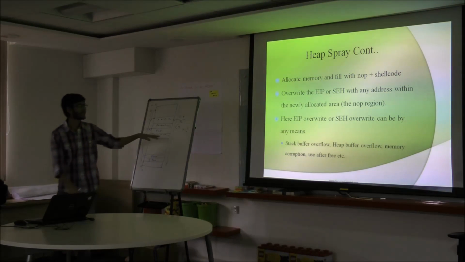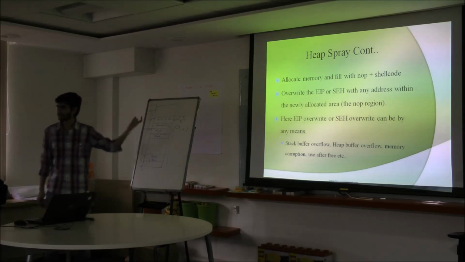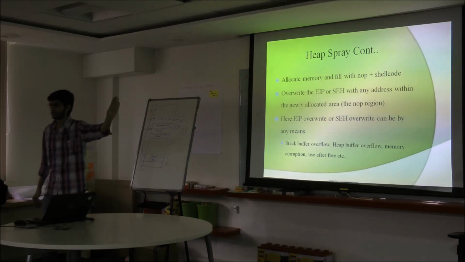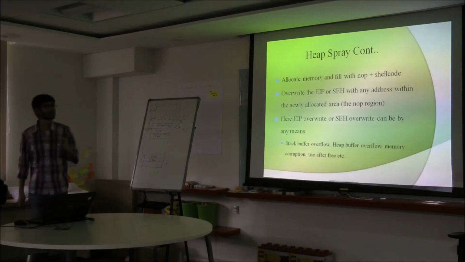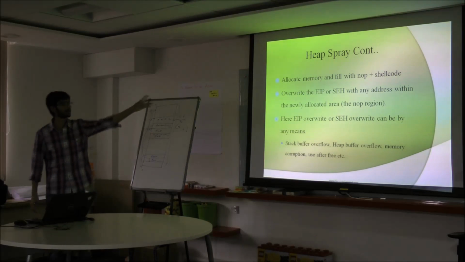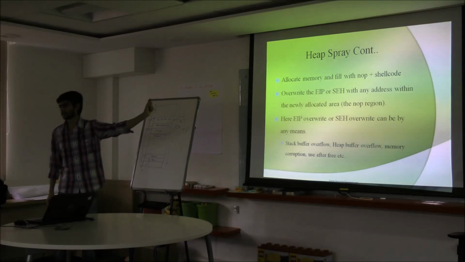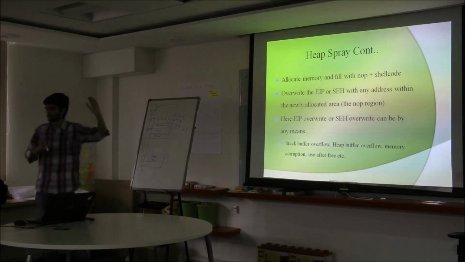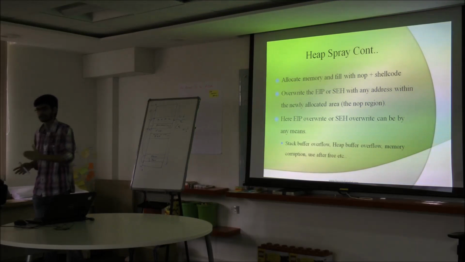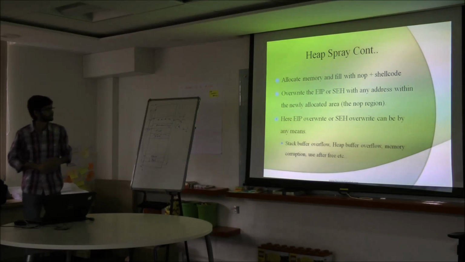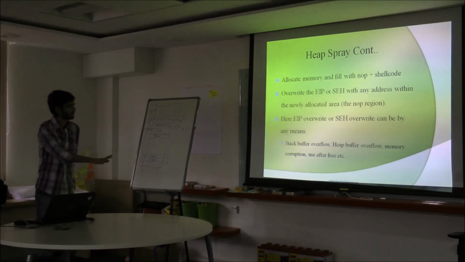And when we go to the EIP or say override, we just point one of the addresses into that area and we just start executing our code. Generally the idea is to use the NOP region, because we want to execute the shellcode. NOP is a no operation instruction, so we finally land on our shellcode and start executing it. And the EIP override can be by any means.